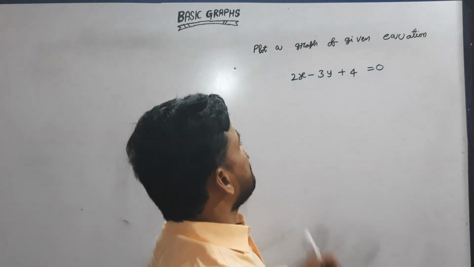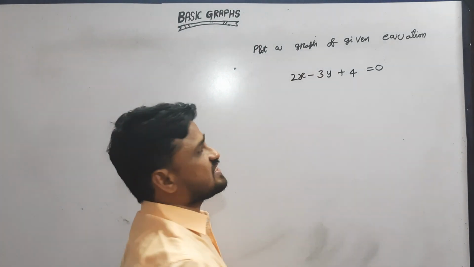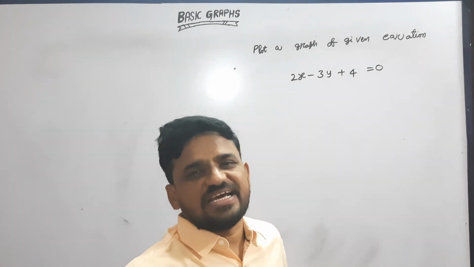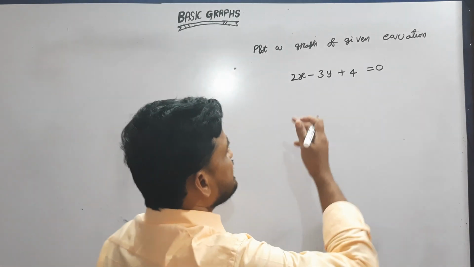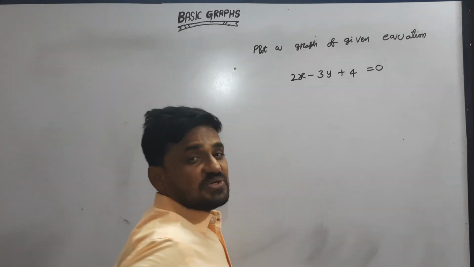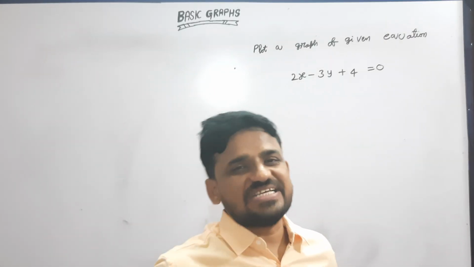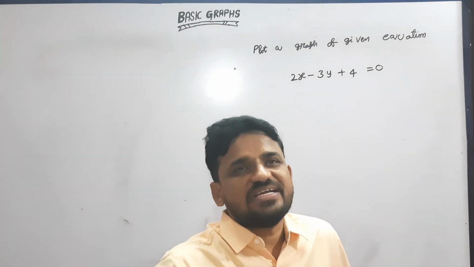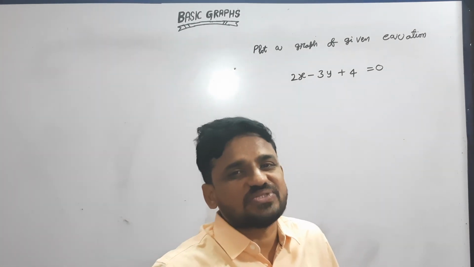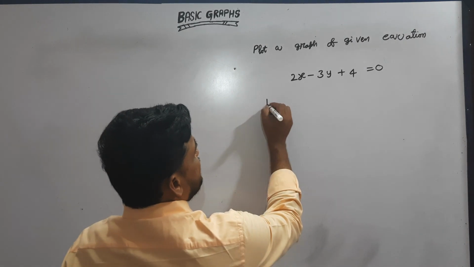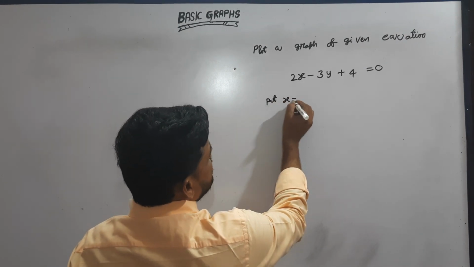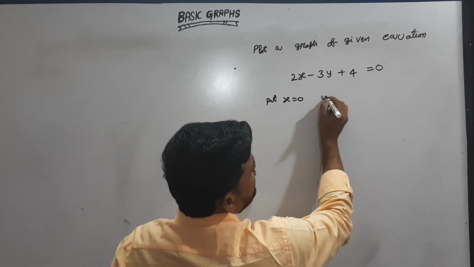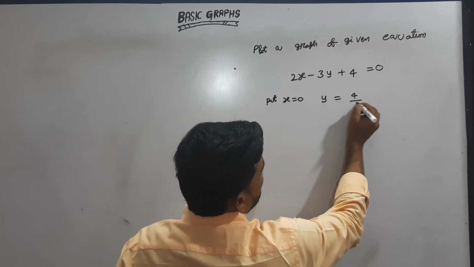So plot a graph of the given equation. See, this equation represents a straight line graph. To plot a graph we must have the coordinates of two points. If we have the coordinates of two points, joining them gives the graph. So put x equal to 0. We get y equal to 4/3.